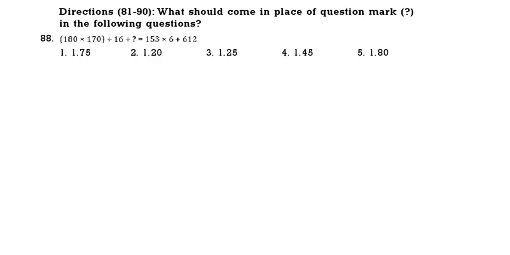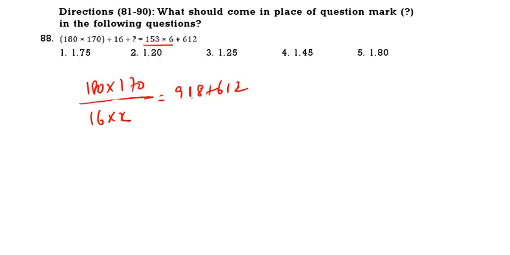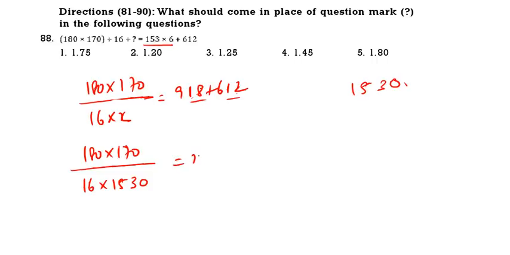88 question. 180 into 170 by 16 into x is equal to 153 into 6. 6 3 is 18, 31, 9 18 plus 6 12. What is 9 18 plus 6 12? See, 9 plus 6 15, 18 plus 12 30, 15 30. Now 180 into 170 by 16 into 1530 is equal to x.